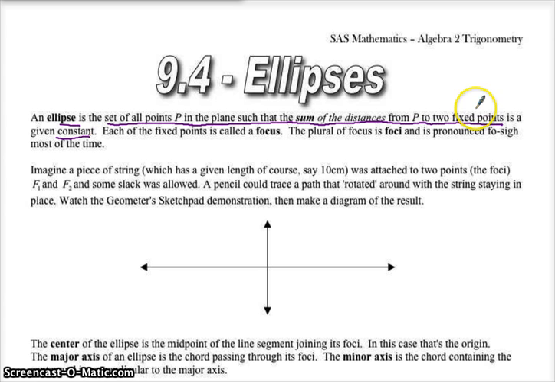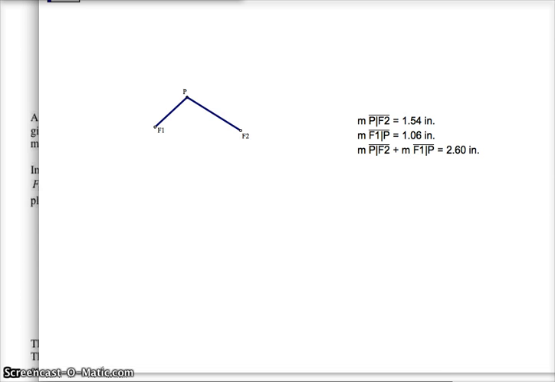We call the fixed points, here's more vocabulary, we call them each a focus. So plural form is foci. So 2 fixed points, they're called the foci. So let me show you what that is in this diagram. So here, this is foci 1, this is a fixed point, this is foci 2, this is a fixed point. Here's point P on my ellipse.